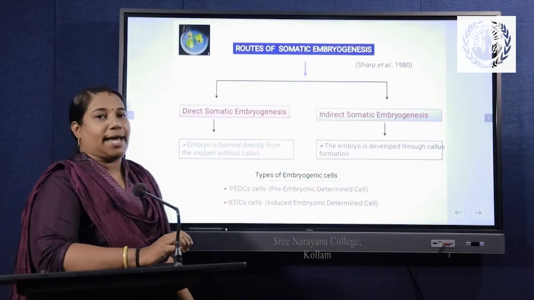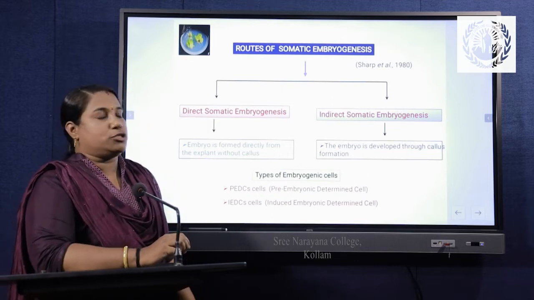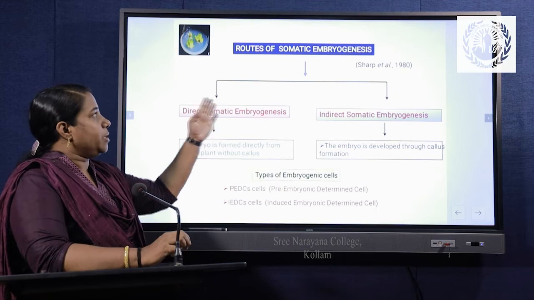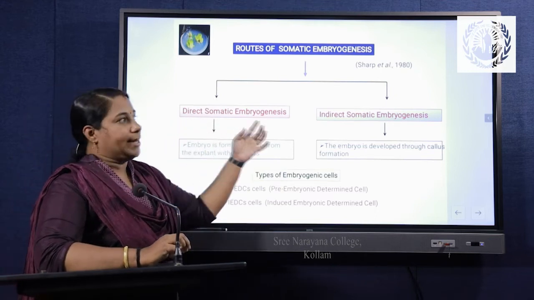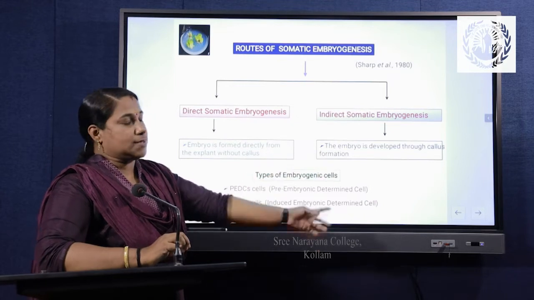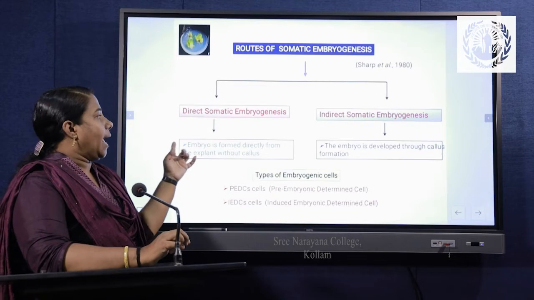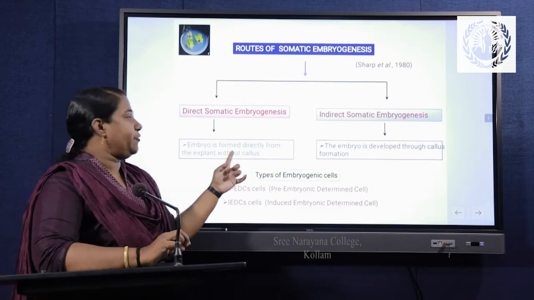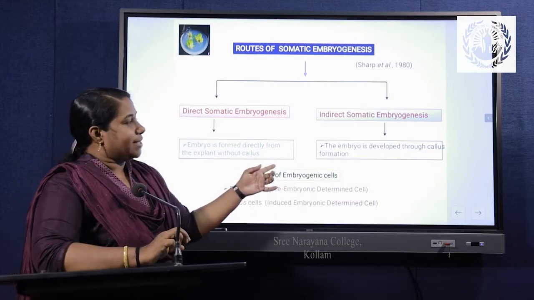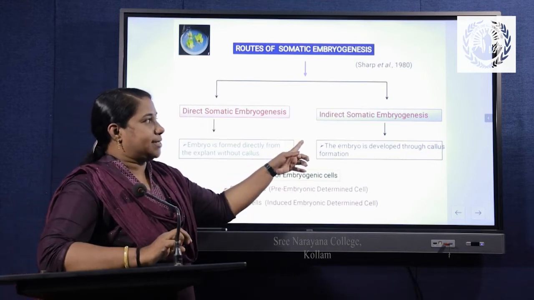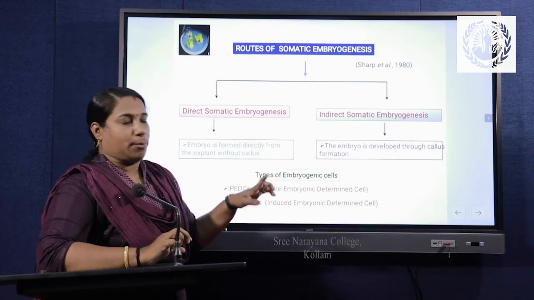Sharp et al. in 1980 described the routes of somatic embryogenesis, and he described two routes: direct somatic embryogenesis and indirect somatic embryogenesis. In direct somatic embryogenesis, the embryo is formed directly from the explant without the formation of callus, whereas in indirect somatic embryogenesis, the embryo is developed through callus formation.